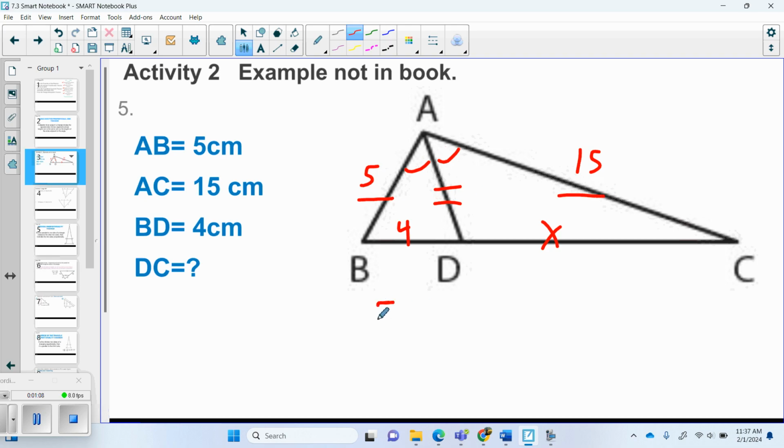I can solve this by going 5 over 4 equals 15 over x. I can solve this one of two ways. I can cross multiply, get 5x equals 60, divide 60 by 5 and get 12. Or I could say, well, 5 times what unknown number gives me 15? Well, it's 3. So then I just multiply 4 by that same number. So x would be 12.